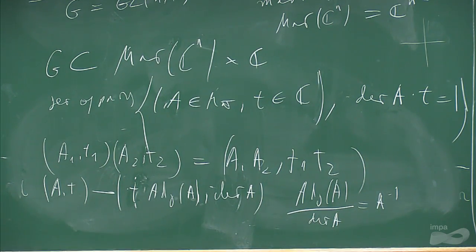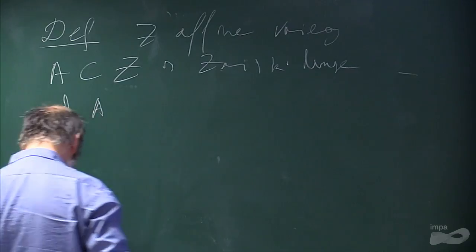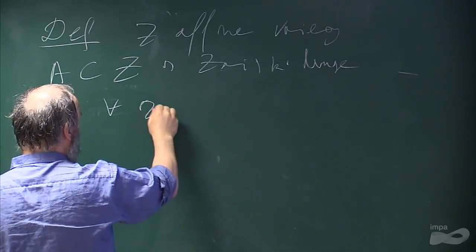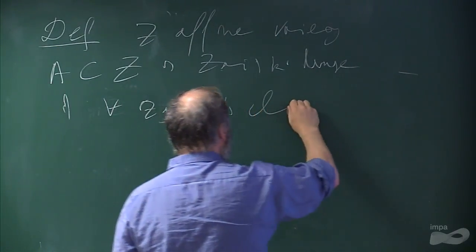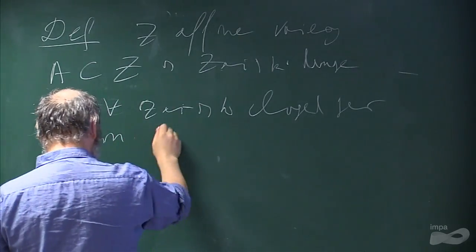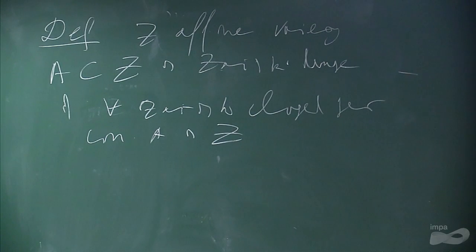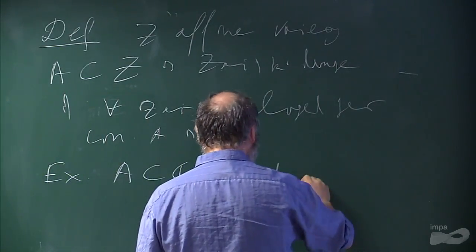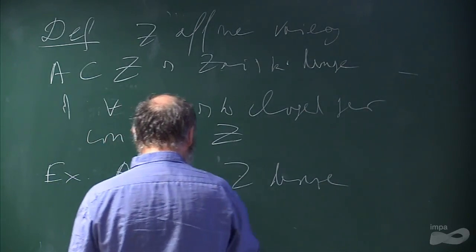So if you have Z an affine variety, you have A inside Z is Zariski dense if the Zariski closure, well, if any Zariski closed set containing A is Z. So Z is the smallest Zariski closed set containing A. So there is an exercise that A inside C is Zariski dense if and only if A is infinite.